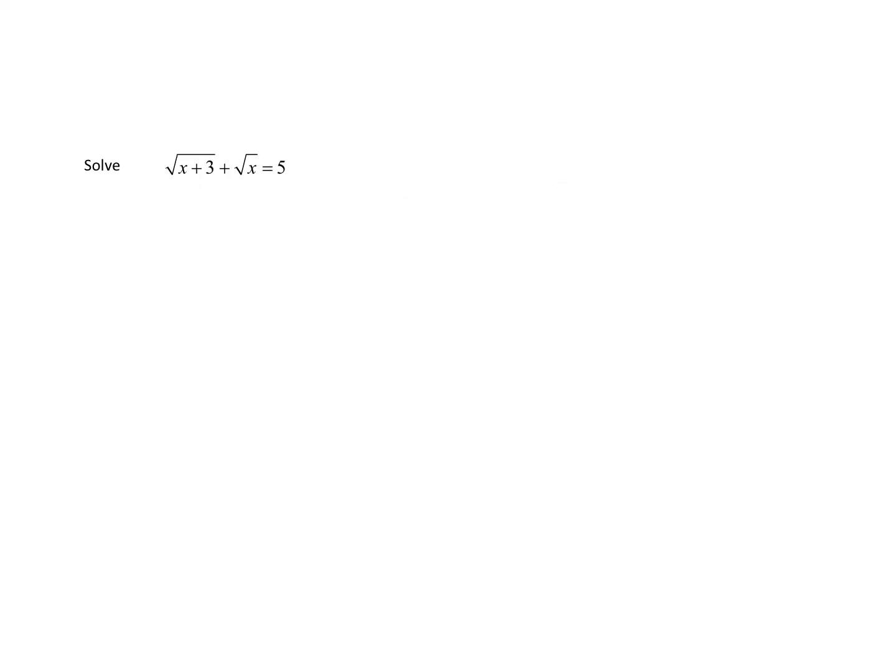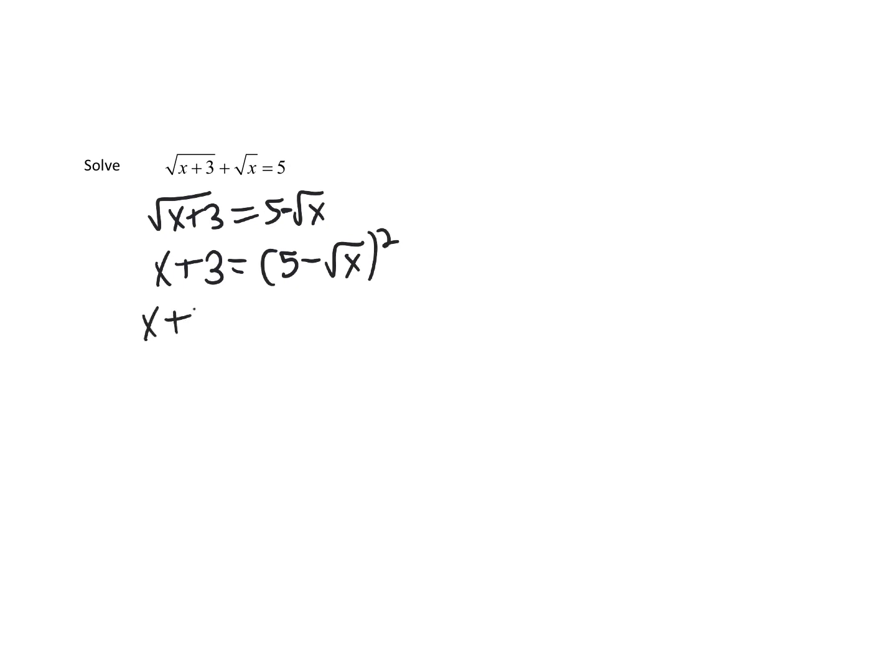And here's another example. I find it easiest to subtract the root x over to the one side so that we have one root isolated. So now we can square both sides, giving us x plus 3 equals 5 minus root x squared. So we can FOIL the right-hand side, giving us 25 minus 5 root x minus 5 root x plus x, because root x times root x is just x.